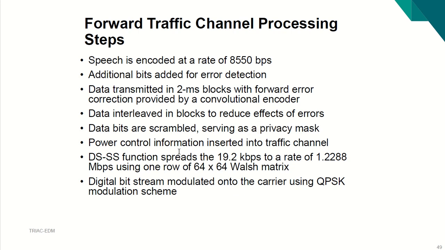And then power control information is inserted into the traffic channel. And also direct sequence, meaning the code division. So that's the direct sequence spread spectrum function. It spreads 19.2 kbps to a rate of 1.2288 Mbps using one row of a 64 by 64 Walsh matrix. The digital bit stream is modulated onto the carrier using the QPSK modulation scheme.